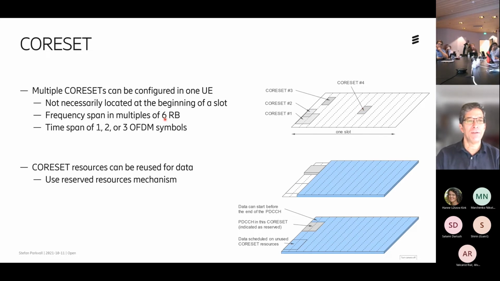But as I said, these core sets are configured so they can have a resolution in the frequency domain of chunks of 6 resource blocks and 1, 2, 3 symbols in time. And I can also reuse the core sets for data. So let's say I configure 2 core sets in this UE, so it looks for control signaling in both of these. And it found something in this one, some downlink data transmission, so it starts to receive the blue data.